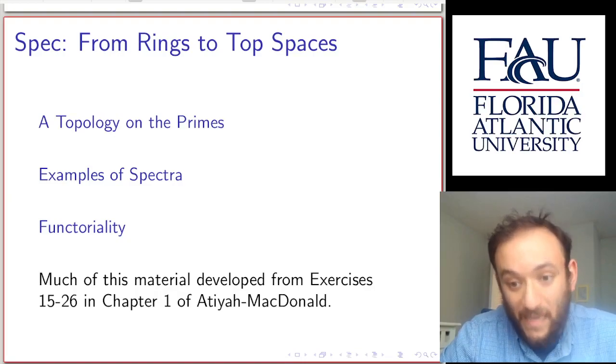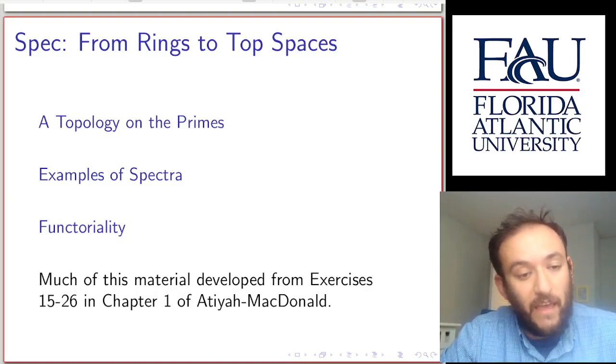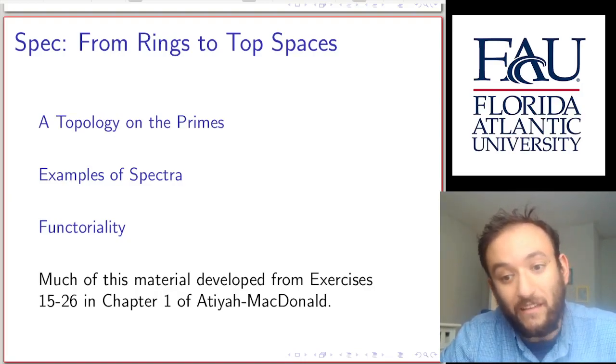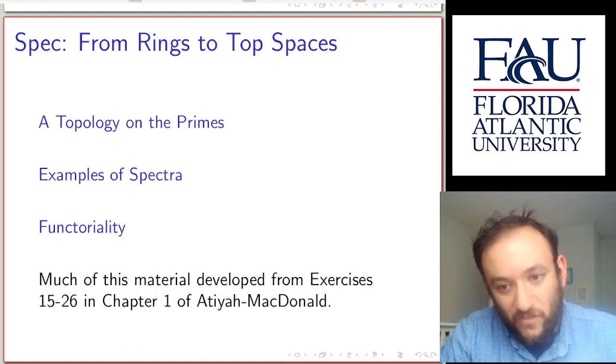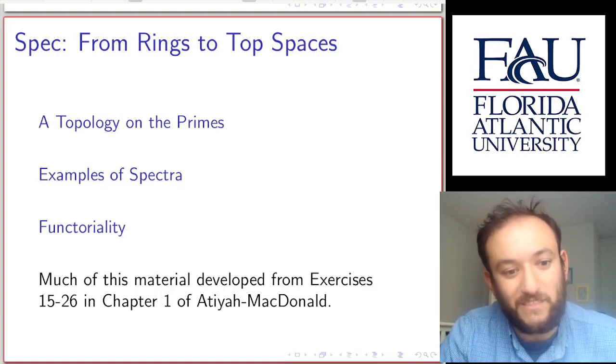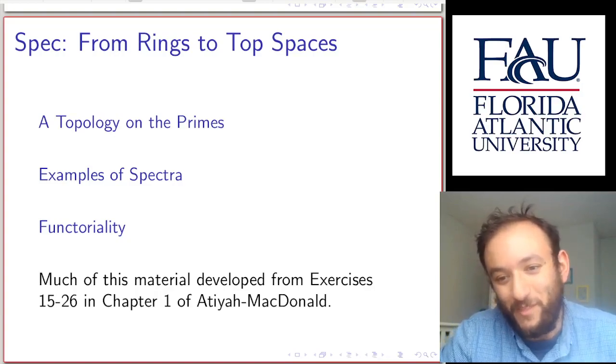Then we'll look at some examples of spectra of rings. And finally, we'll talk about functoriality of this map. That'll require us to talk about what categories are, what functors are. So there'll be a lot of new material today, but hopefully you'll bear with me.